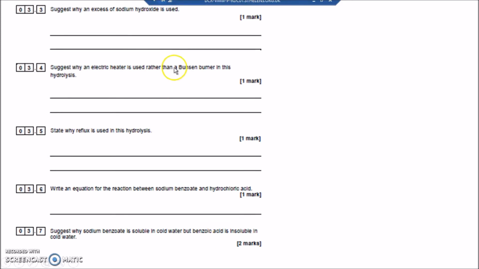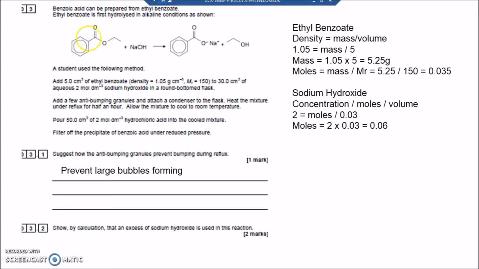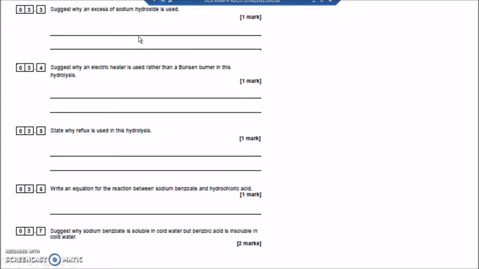Suggest why an excess of sodium hydroxide is used. That's to make sure that all of the ester reacts. So we've got a reaction here of an ester. It tells us that we've got an ester, ethyl benzoate, so you could say to make sure that all of the ethyl benzoate reacts. Suggest why an electric heater is used rather than a Bunsen burner in this hydrolysis. We've clearly got something that's flammable, so one of the reactants or the products may be flammable.